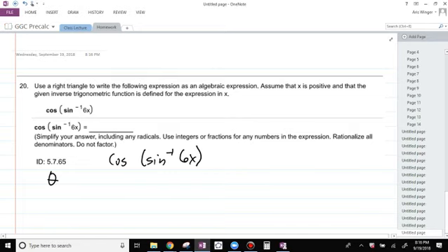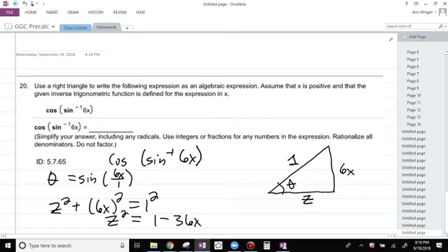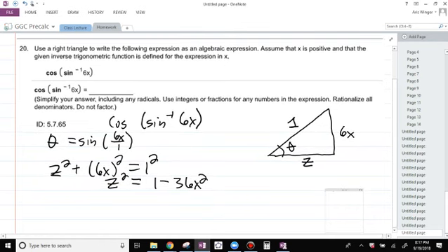So again, we do what we did before. Theta is the inverse sine of 6x over 1. Got a triangle. There's theta. Opposite 6x, hypotenuse 1. We need to find that side, and then we can take the cosine of it. Z squared plus 6x squared equals 1 squared. Z squared equals 1 minus 36x squared. Z is equal to the square root of 1 minus 36x squared.